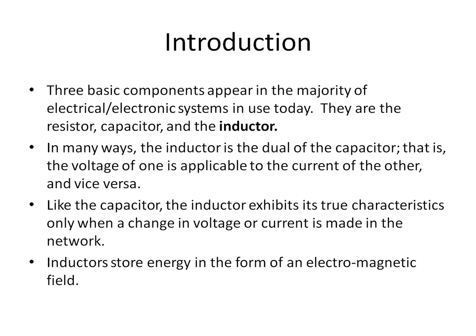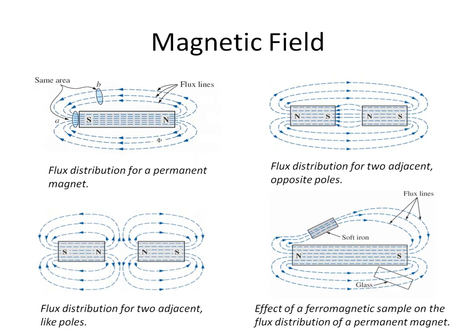Like the capacitor, the inductor exhibits its true characteristics only when a change in voltage or current is made in the network. Inductors store energy in the form of an electromagnetic field. Here we have diagrams of how the lines of flux emanate from permanent magnets. Please note that the lines of flux emanate from the North Pole and then extend towards the South Pole.